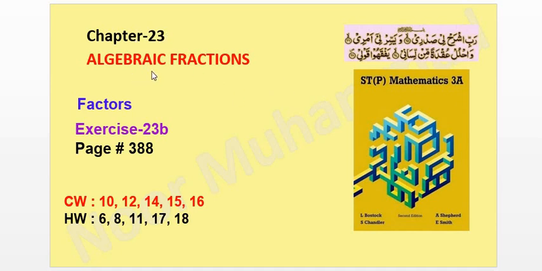Bismillahirrahmanirrahim. Chapter 23, Algebraic Fractions. Exercise 23b. Factors. This is the main topic.